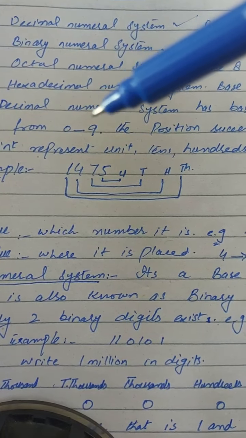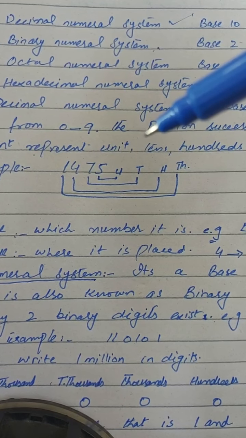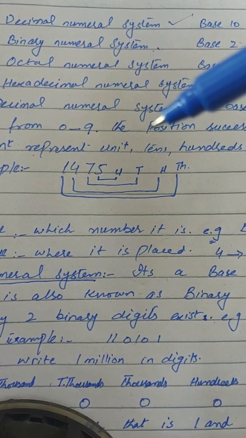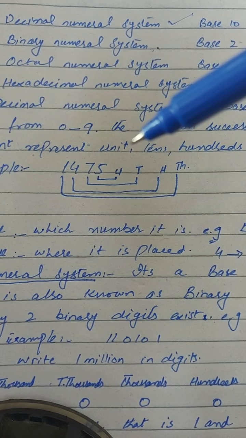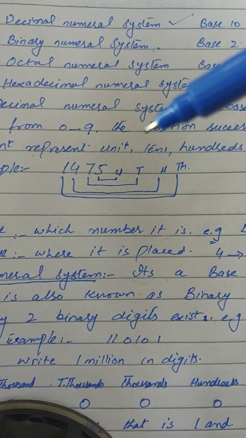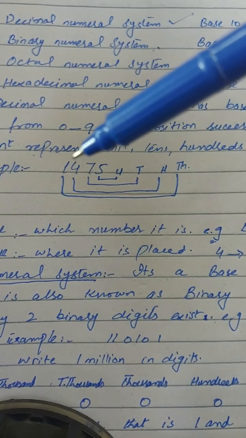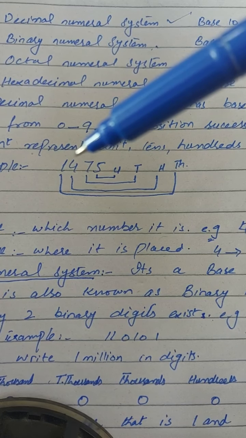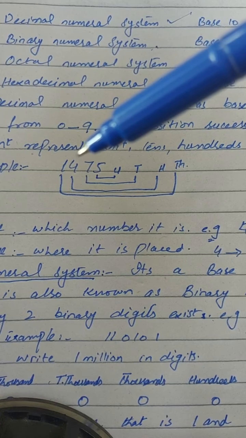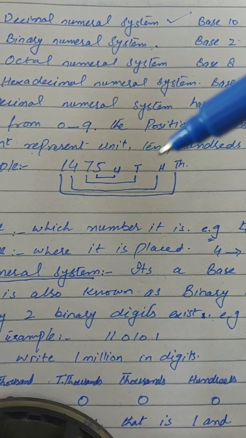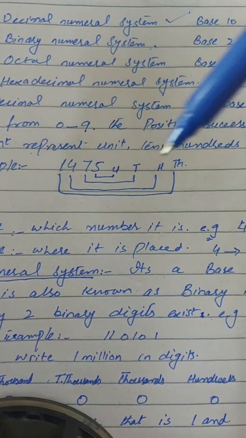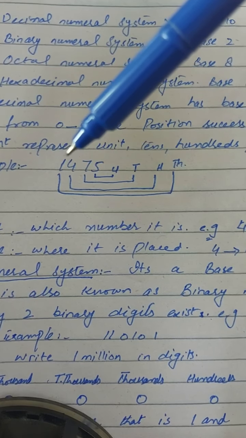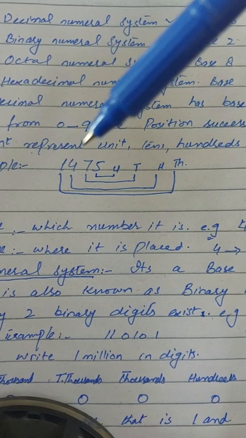Now we should know what the face value is and what the place value is. So face value shows which number it is. For example, here is this 4. This is the face value of the 4. It is showing that I am 4. And now we have to see what the place value is. So this 4 is placed at the 100th place. So the place value of this 4 is 100, and the face value of this 4 is 4.